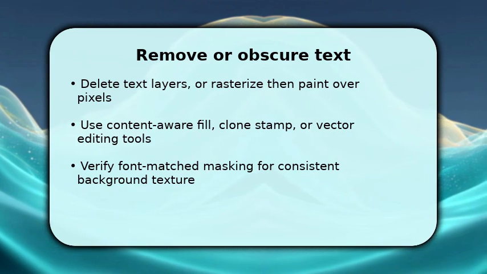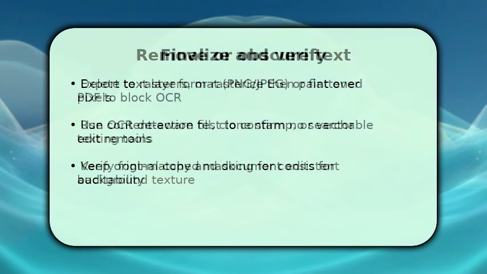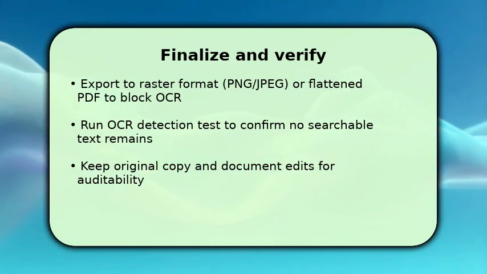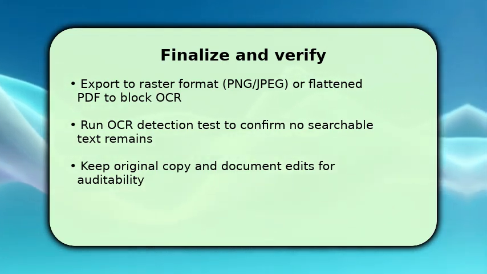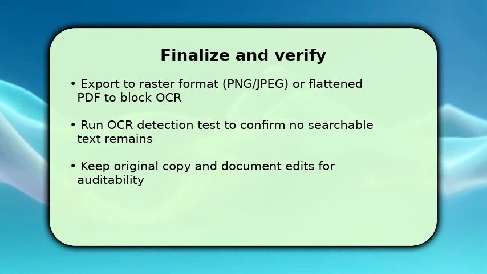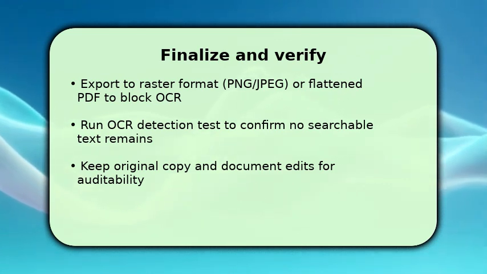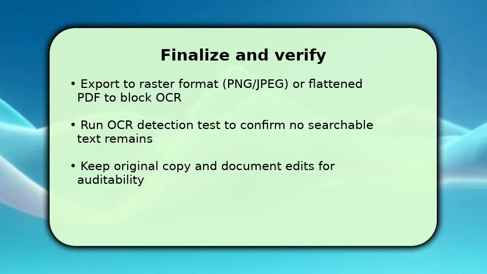You finish by exporting a flattened file that removes text metadata and hidden layers. Choose PNG/JPEG or a flattened PDF to ensure OCR cannot access a text layer. Once exported, run a quick OCR scan or use accessibility tools to confirm no searchable text exists.